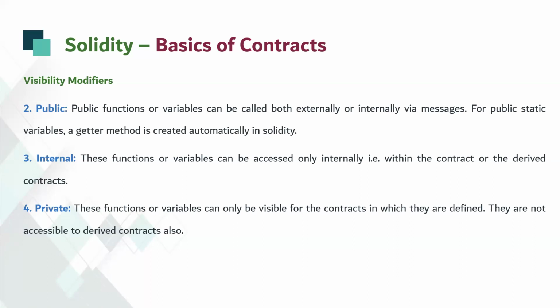So to sum up, external functions can be called by other contracts. Public functions can be called both externally and internally. Internal functions can only be called internally, and private functions are only visible within the contract they are defined in. Each visibility modifier provides a different level of access control and helps enforce the desired behavior and security of the contract.